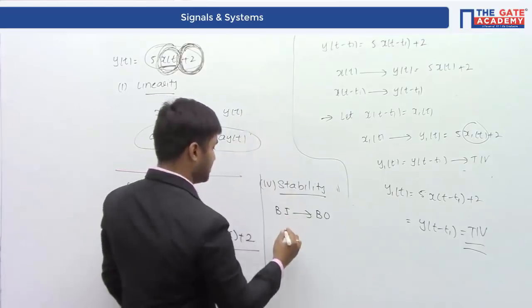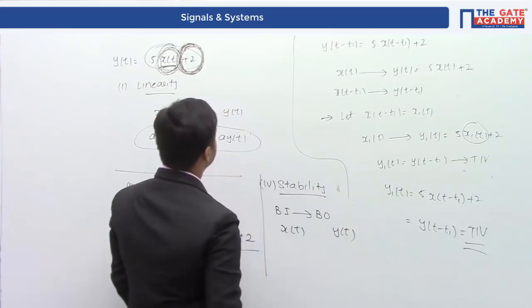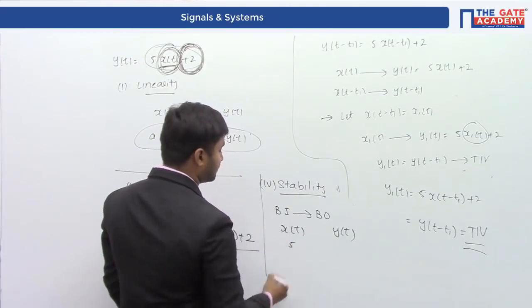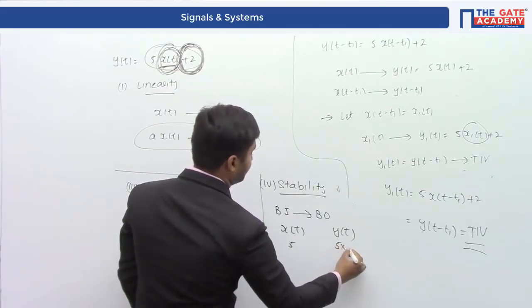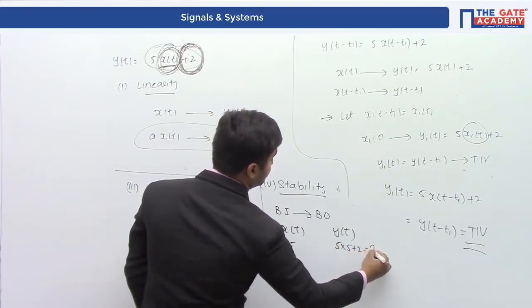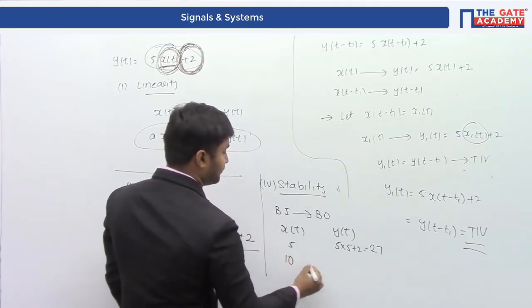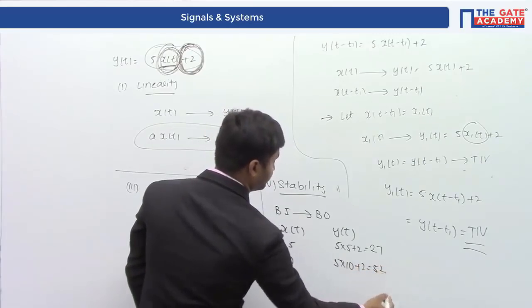Let us check this. So, x of t and y of t. Let me give any bounded input. Let the bounded input be 5. What is the output going to be? 5 into 5 plus 2, which is 27. Let us take the second bounded input as 10. So, 5 into 10 plus 2, which is 52.